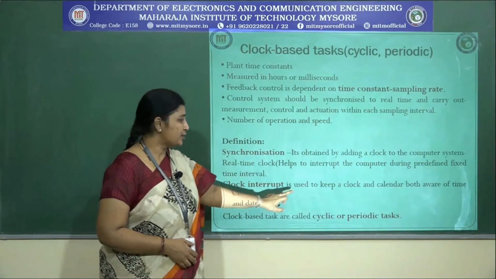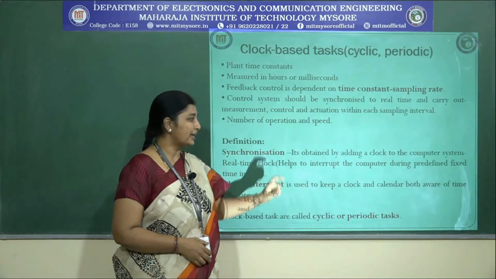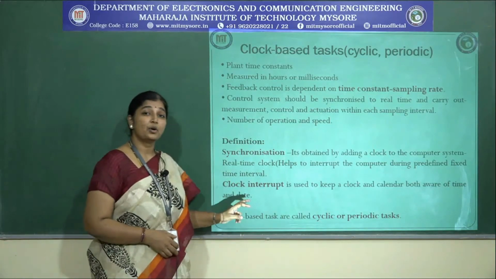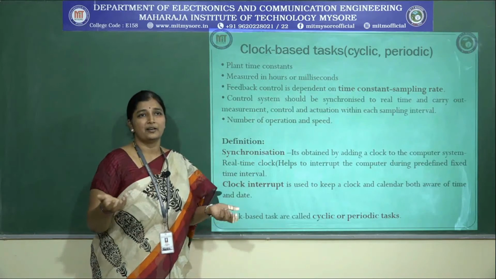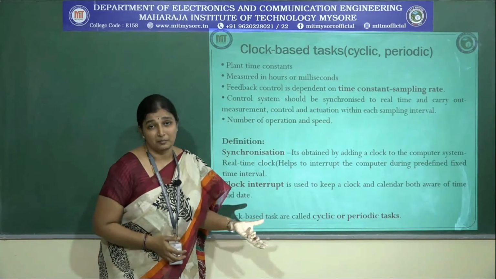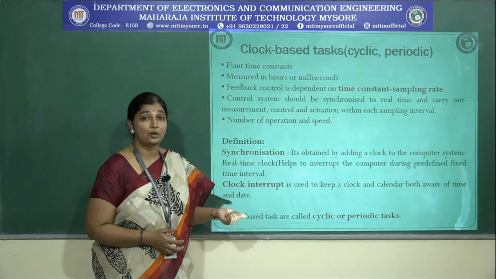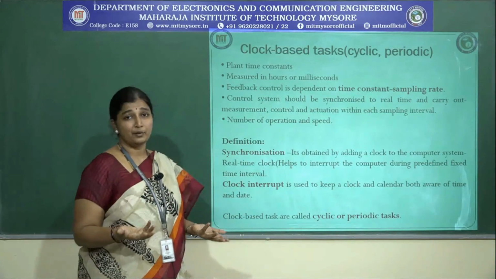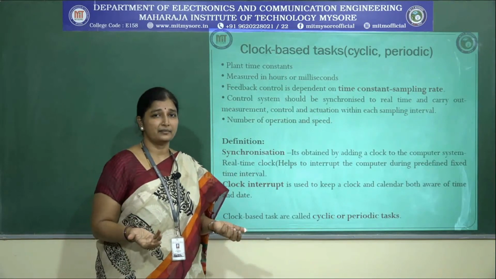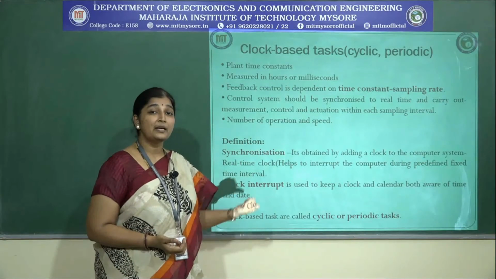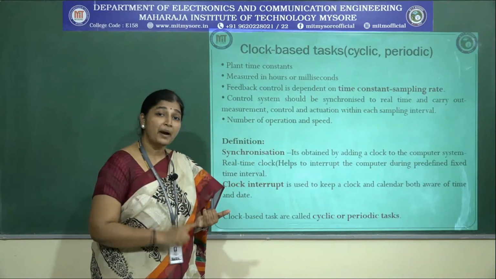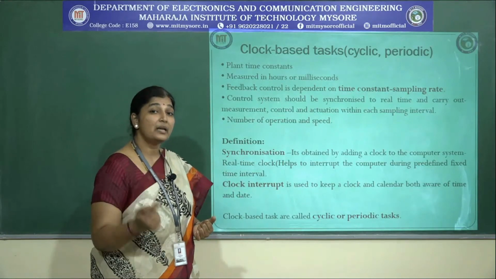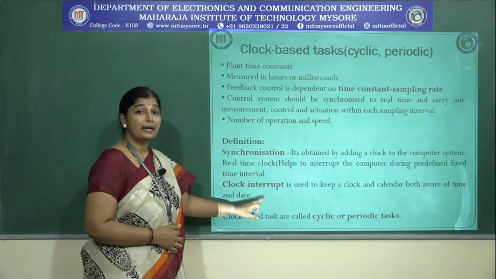A clock interrupt is used to keep a clock and calendar both aware of time and date. So what is a clock interrupt? When you sleep, you set an alarm, right? Why do you want an alarm? Because you don't want to be late for any of the promises that you have made for yourself. So you keep a reminder, right? In a similar way, we have a reminder for a computer. It reminds not just about the time, but also about the calendar, that is, the date. So that is called a clock interrupt.